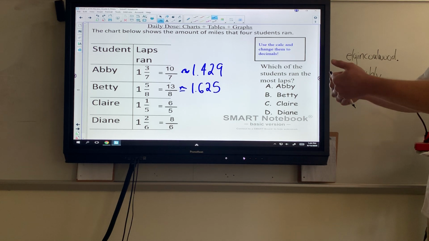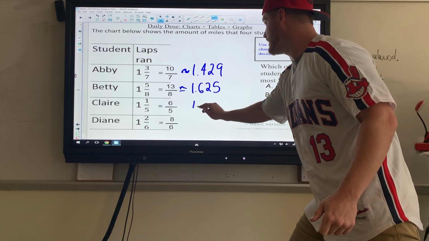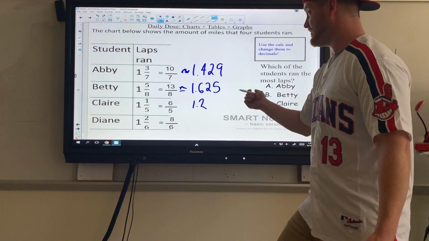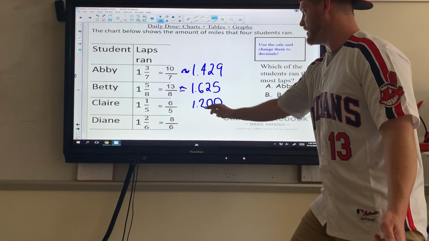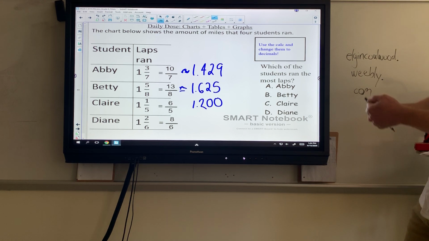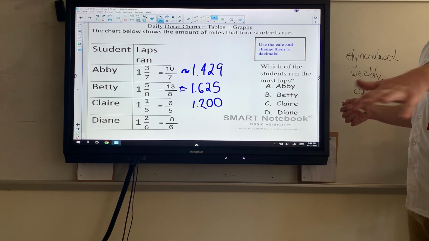Next one, 1 1/5, or 6 divided by 5, we get 1.2. And remember, it's easiest if they all have the same number of values after the decimal, so if it's not the same, just add your zeros. Since there's 3 numbers after it, I'm gonna add 2 zeros. Last but not least, 1 2/6, or 8 divided by 6, we get 1.33333 repeated forever and ever.